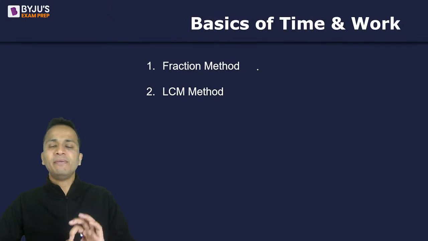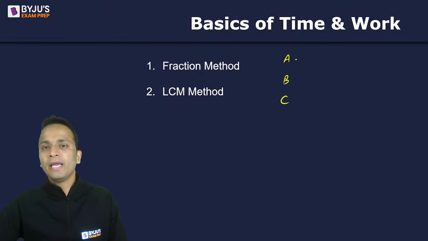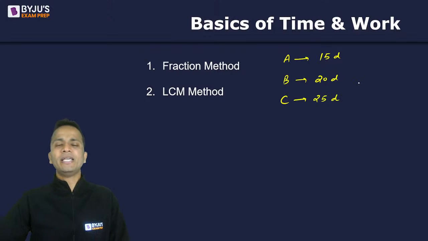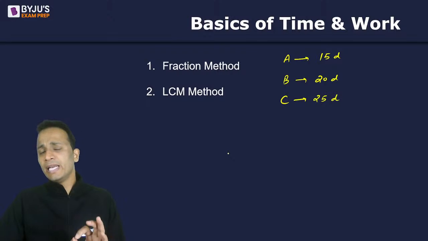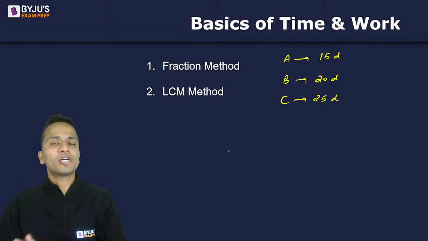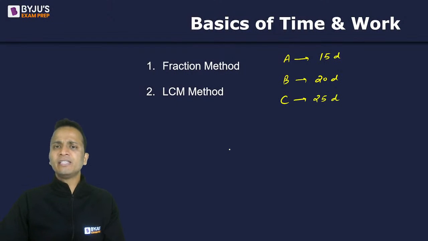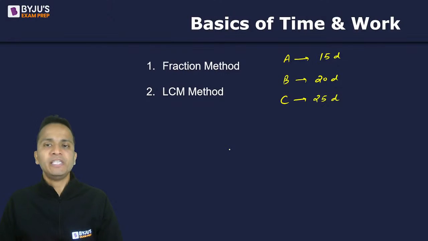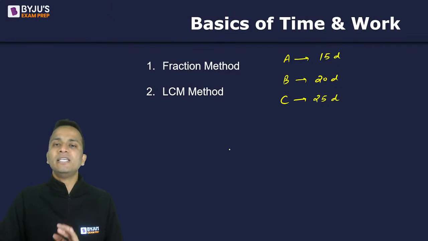Okay, taking a very basic example. So let's say there are three people, A, B, and C. Individually, A, B, and C can finish a piece of work in 15 days, 20 days, and let's say 25 days. All right, this is given, and you are asked to find out in how many days the work will be finished if A, B, and C will work together. Okay, so the given is A individually can finish in 15 days, B in 20 days, and C in 25 days.